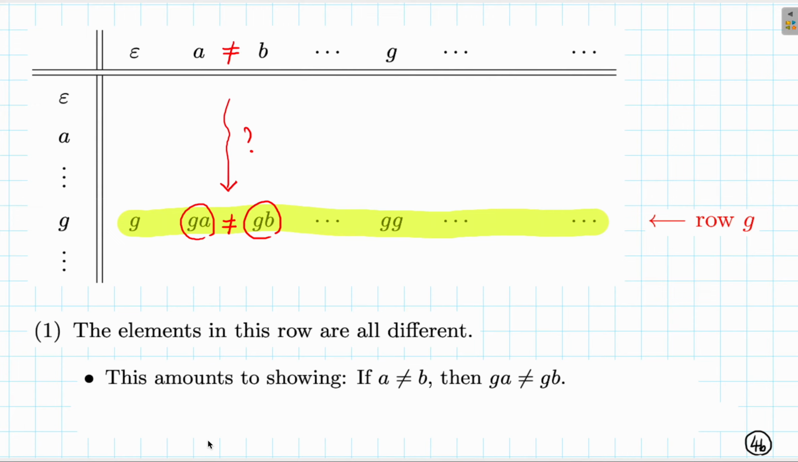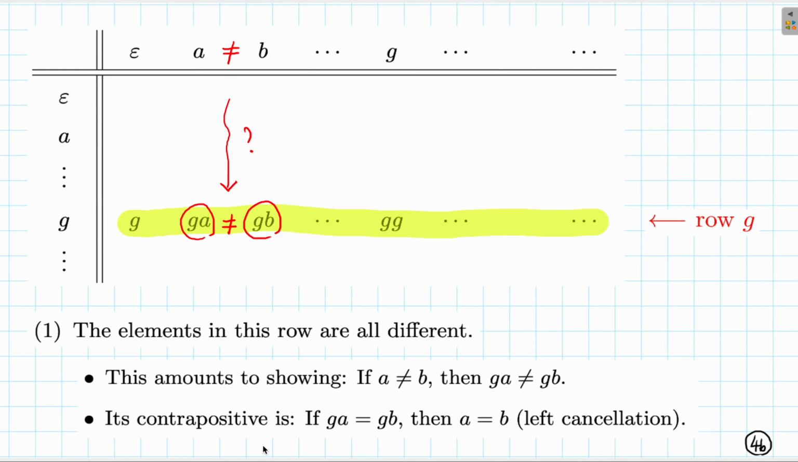Now, there are lots of unequal signs here, and my go-to move when dealing with not equals typically is showing the contrapositive. What's the contrapositive? It's if GA equals GB, then A equals B. But that's the statement of the left cancellation. We just cancel G on the left from both sides. And so we know left cancellation holds for any group. And therefore, item number 1, the elements in this row are all different, has been proved.